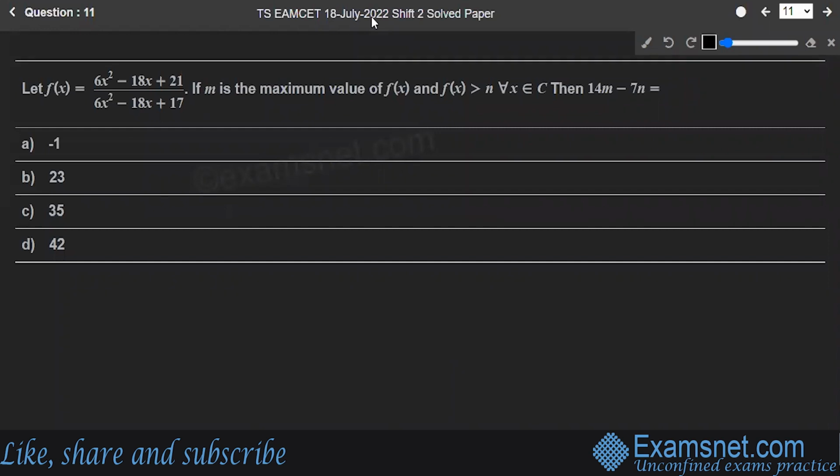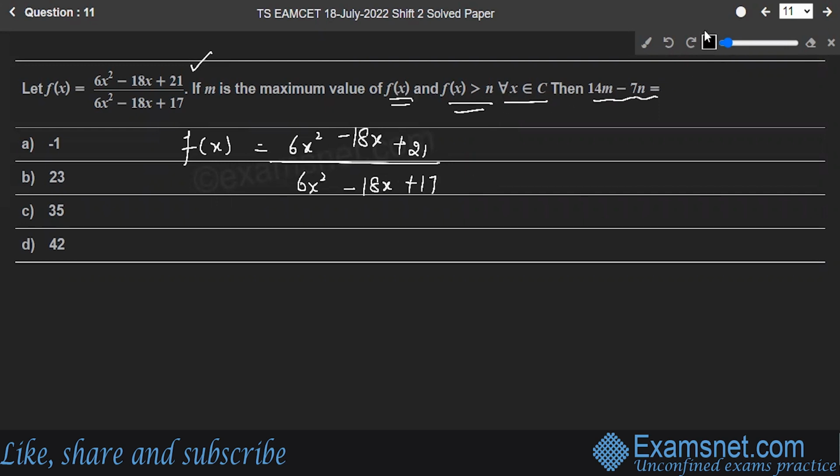Question number 11, it says f(x) is equal to this expression: f(x) = (6x² − 18x + 21) divided by (6x² − 18x + 17). If m is the maximum value of f(x) and f(x) is greater than n for all x belonging to the real numbers, then 14m − 7n is given by. Okay. So first thing, you are given that f(x) is this function. This can be written as 1 + 4 upon 6x² − 18x + 17, right?